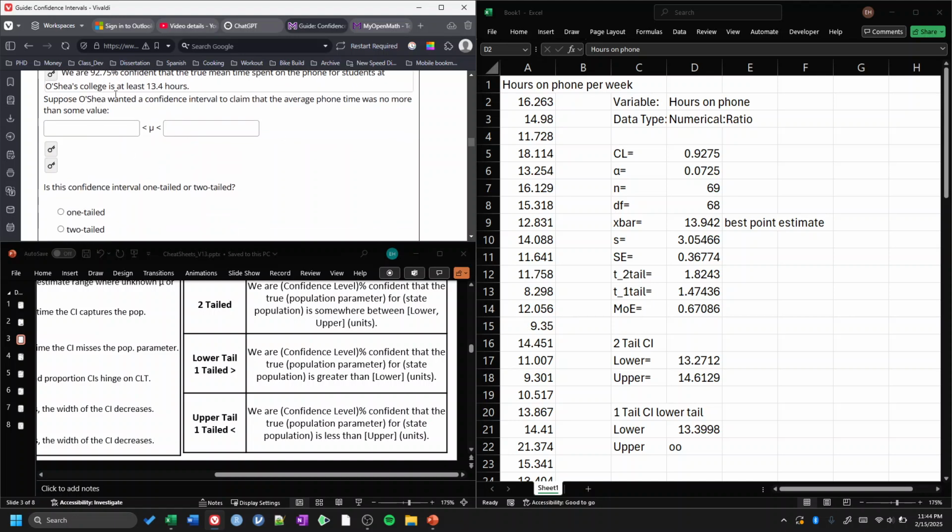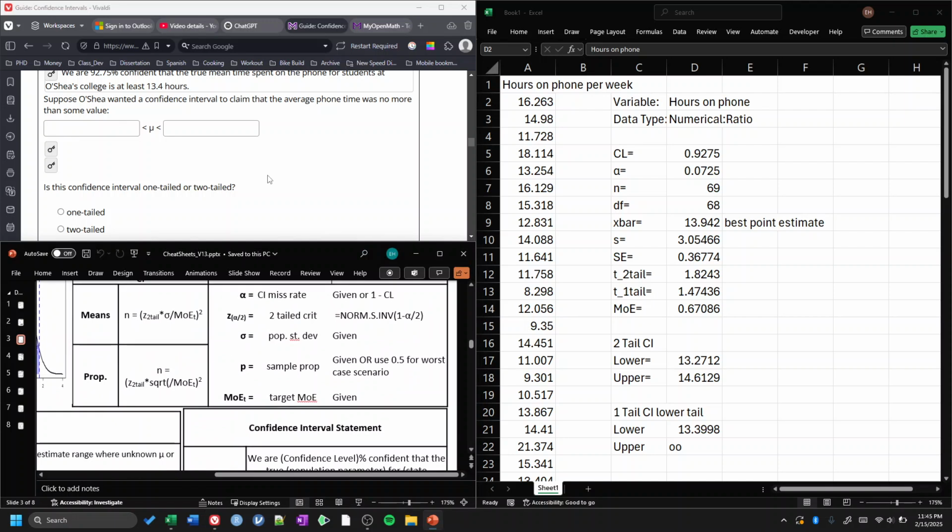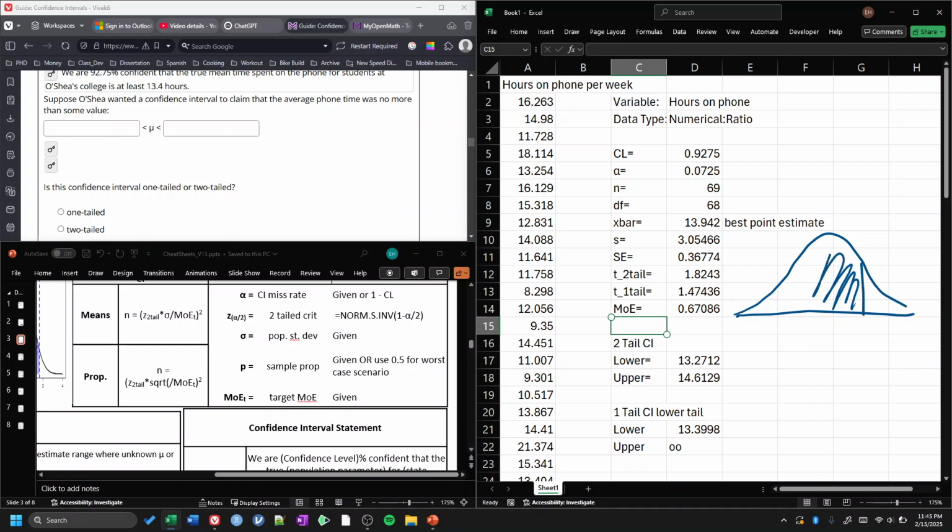Okay, this next one, it says, suppose O'Shea wanted a confidence interval to claim that the average phone time was no more than some value. Well, if we want no more than some value, let's draw out a little picture again. If we want to say no more than some value, we're going to give a critical upper value and say that we can be anywhere lower than that value. And our area where we could possibly have missed the true mean is in that upper tail. So that's a one tail confidence interval with an upper tail.